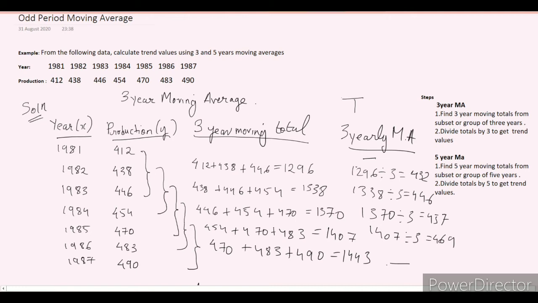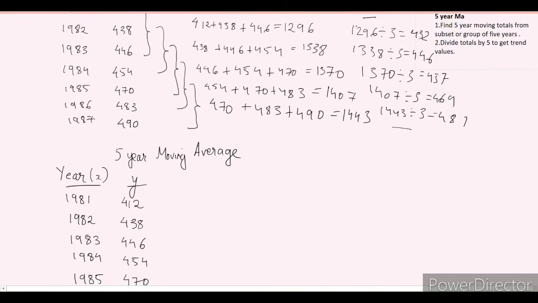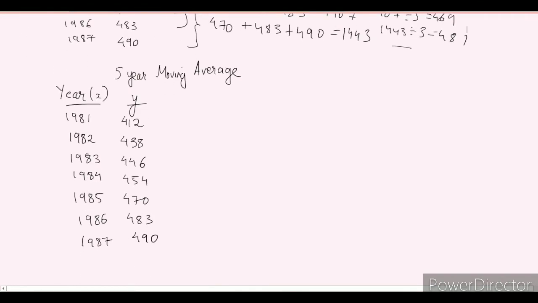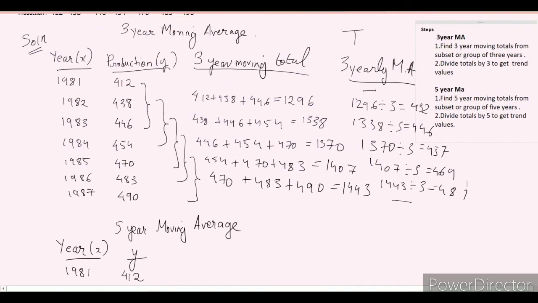And then we have 1986, where the trend value will be 1443 divided by 3, you get 481. So the trend value of 1986 is 481. The years that you are leaving out are 1981 and 1987, which means you cannot find the trend value for these years. Next we move to finding a 5-year moving average. Now it's up to you. You can calculate the values side by side, or you can draw new columns, or you can rewrite the entire thing, whatever is convenient to you.